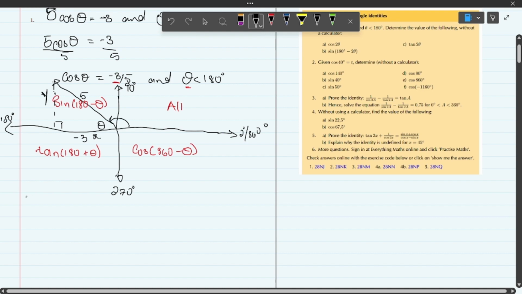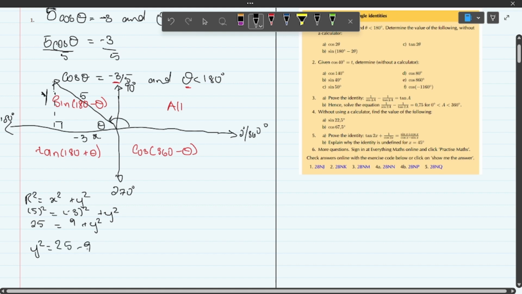The Pythagoras theorem says r squared is equal to x squared plus y squared. You know that r squared is 5 squared, which is equal to, we know x is minus 3, so minus 3 squared plus y squared. 5 squared is 25, and 3 squared is 9 plus y squared. So let's solve for y. y squared is equal to what?